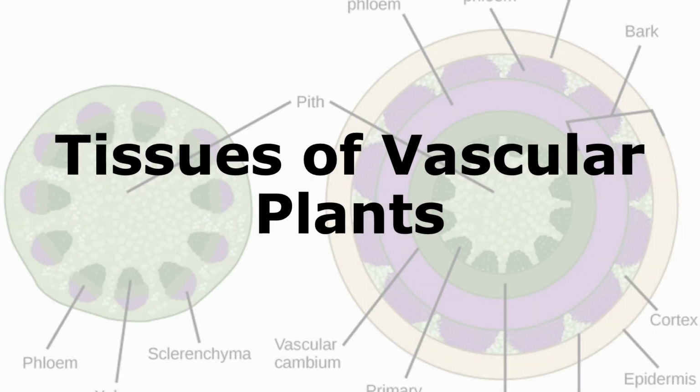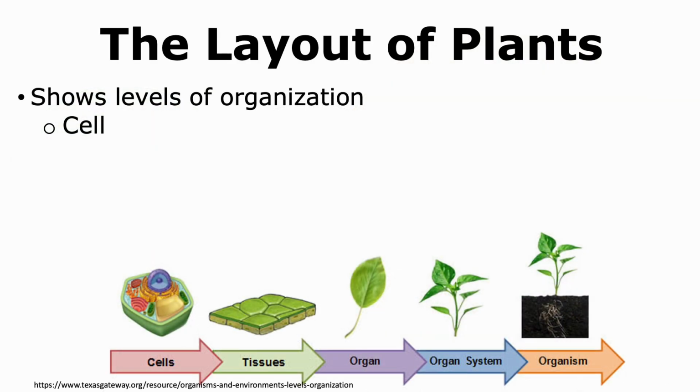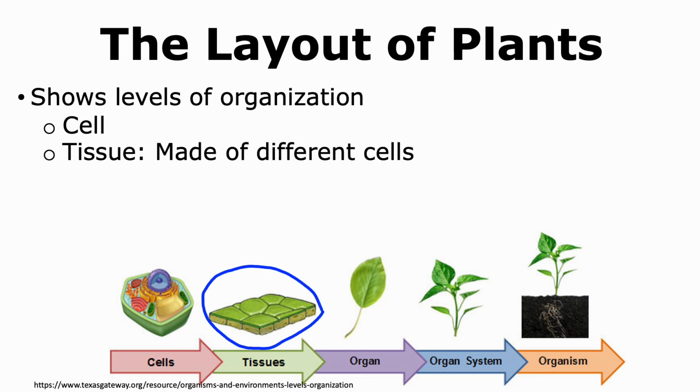In this talk, we will learn about the different tissues present in vascular plants. Similar to animals, plants show different levels of organization. All plants are made up of cells. The cells then come together to form tissues.